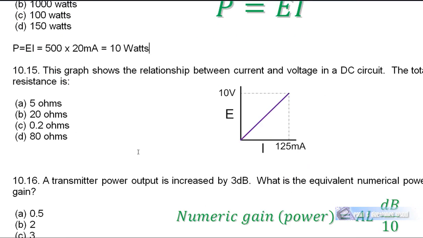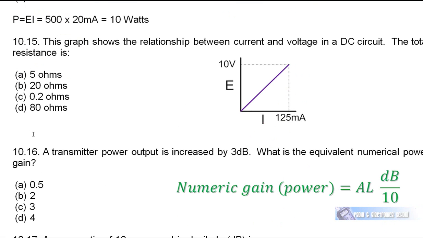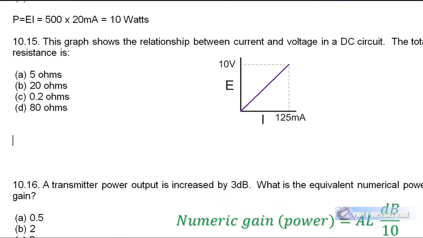Just scrolling down. This graph shows the relationship between current and voltage in a DC circuit. You'll notice that as voltage and current change, if you graph it, it's a linear line, a straight line, because current is directly proportional to voltage. That's why the graph of current versus voltage is a straight line.